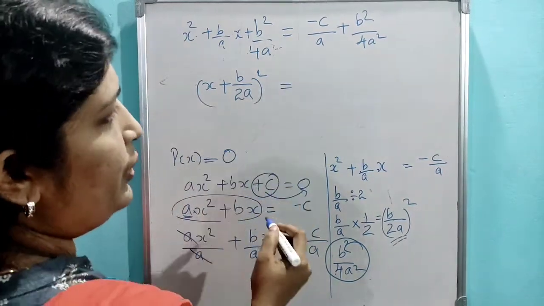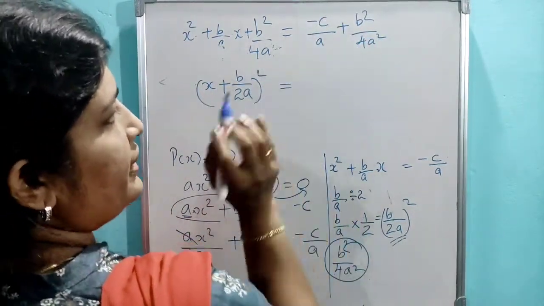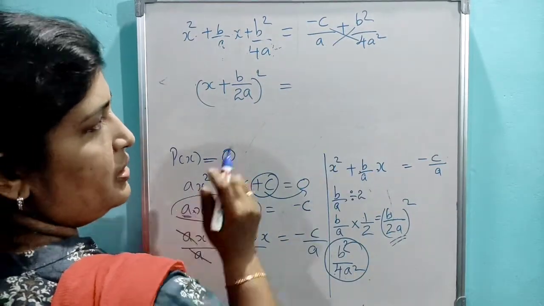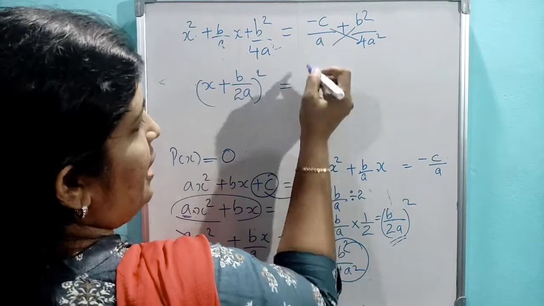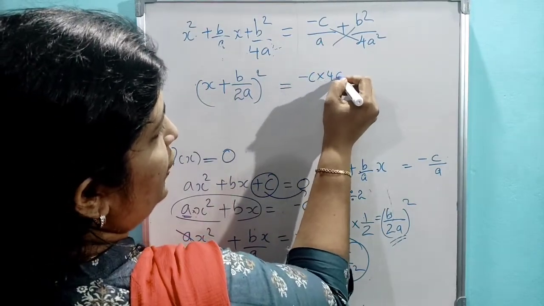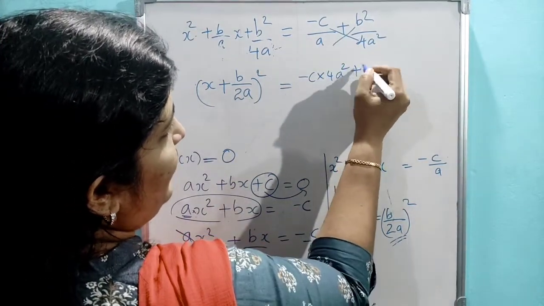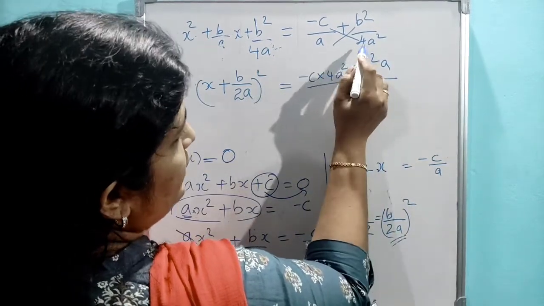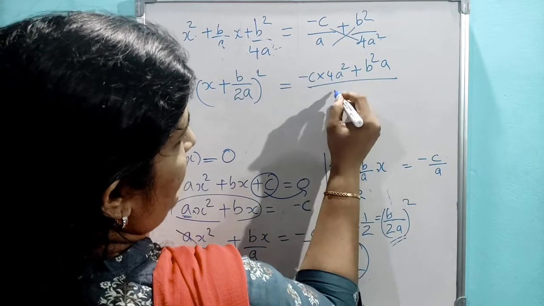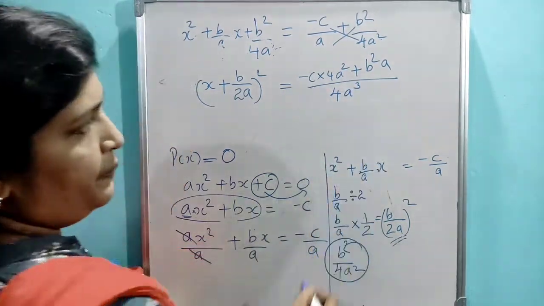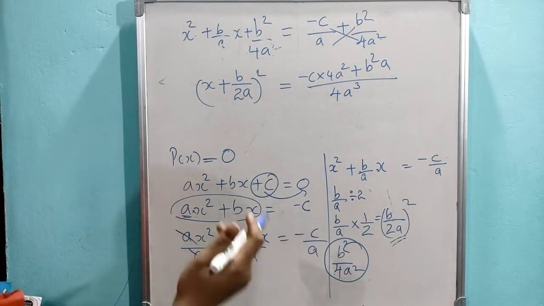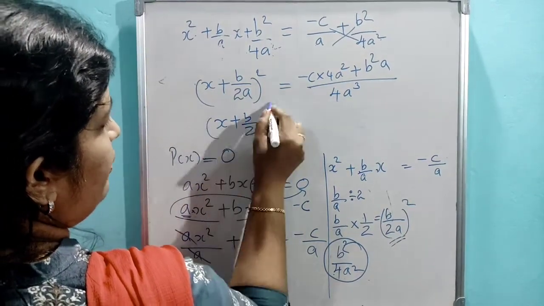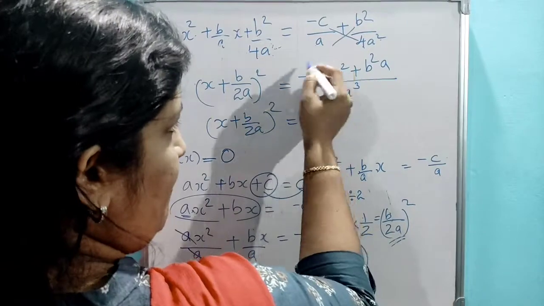And here we have a sum. Let us find the sum. Here we can use the cross multiplication method. So minus c into 4a square and plus b square into a, divided by 4a square into a, that is equal to 4a cube. So here we have x plus b by 2a the whole square itself, and this side let us simplify this.